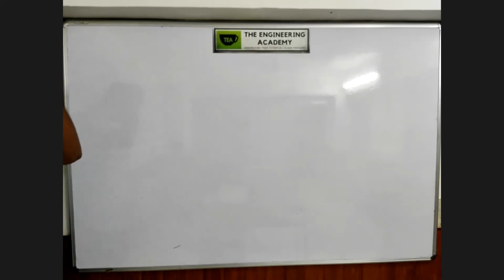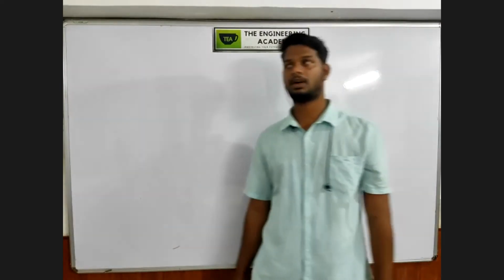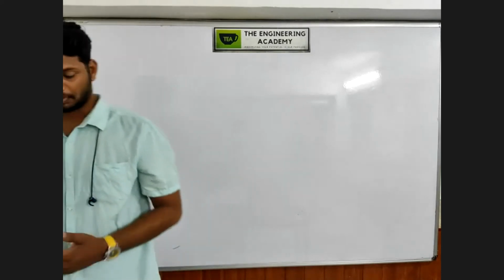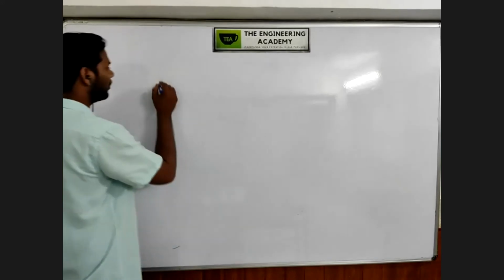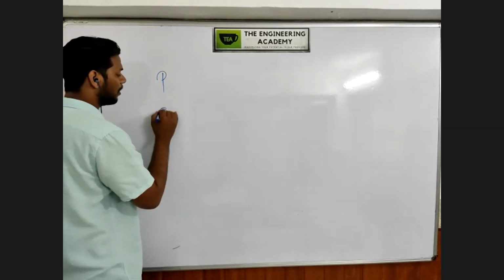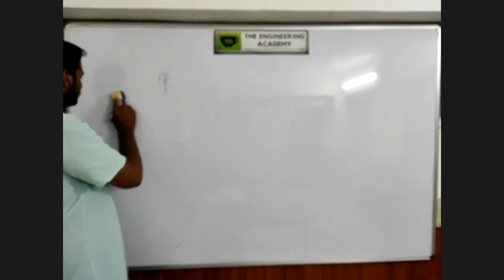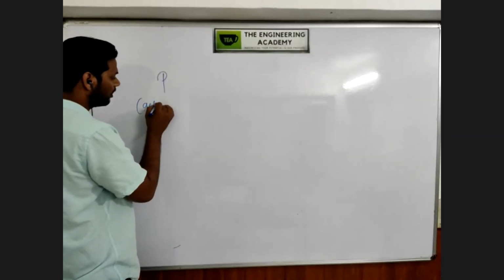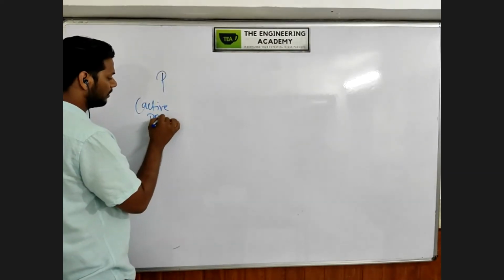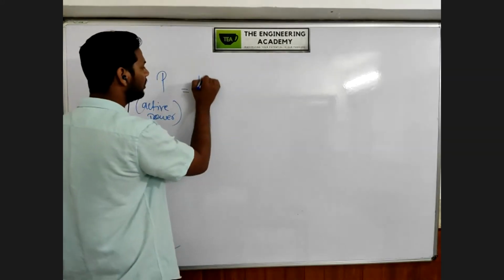So there is one more formula for power for a cylindrical rotor. In a synchronous machine, if the rotor is cylindrical, then there is one more formula. There are two types of power: active and reactive power. I will directly give the formulas for active and reactive power. P stands for active power.